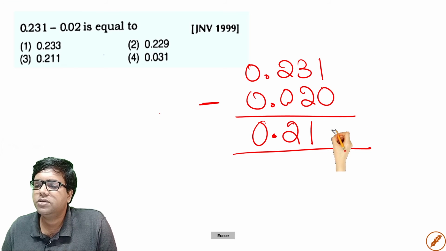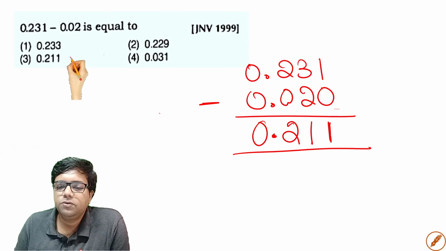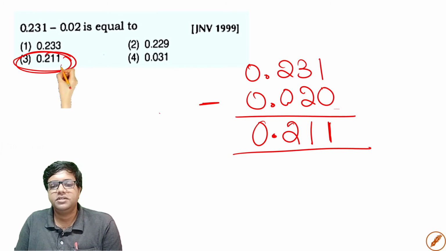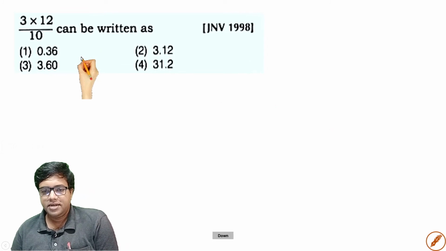1 minus 0 is 1. I'm sorry, 1 minus 0 is 1. So 0.211, available in option number 3. So therefore option 3 is the right answer.